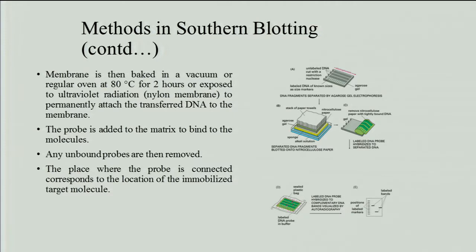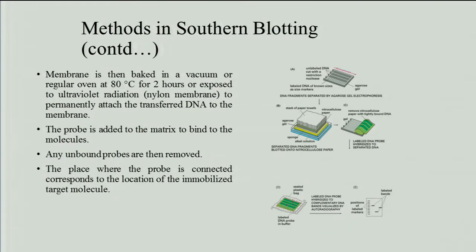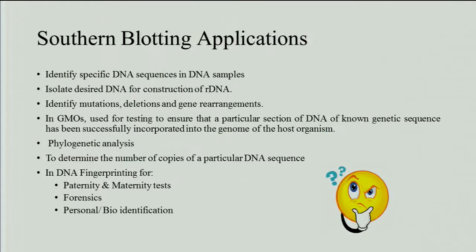So, the membrane has to be baked and put in over there, and then finally you would have the DNA immobilized. So you have separated it into pieces, you have moved it, and then basically using the hybridization to measure it.